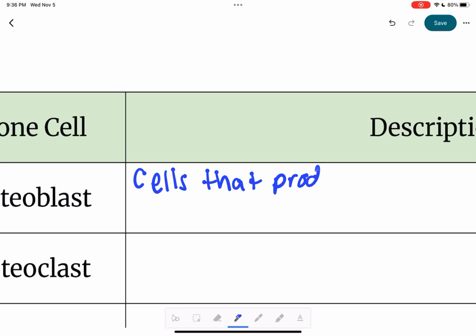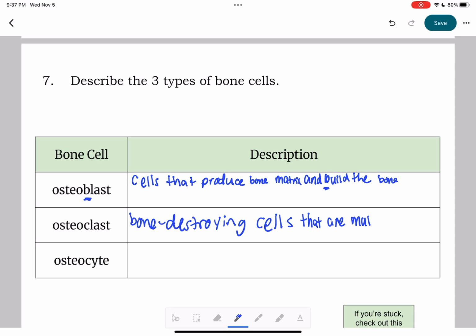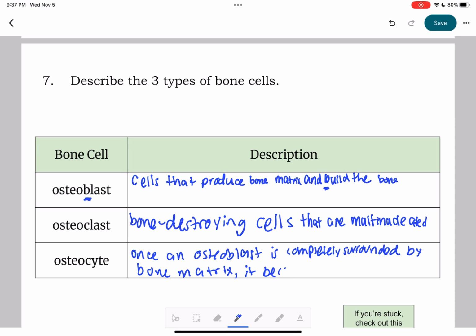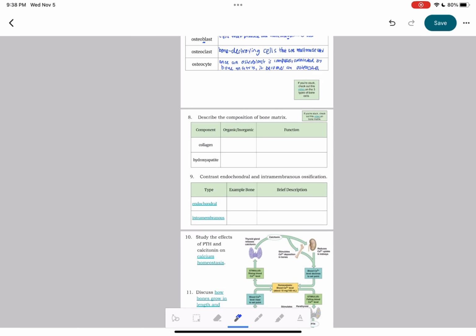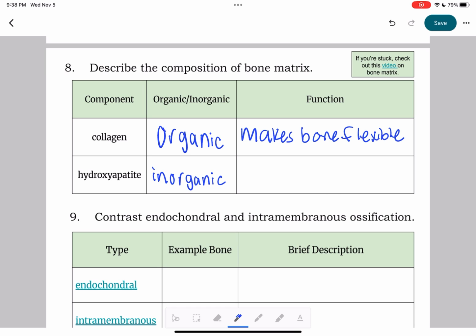So now, osteoblasts are cells that produce bone matrix and build the bone. Build, blast, same thing. Bone-destroying cells are osteoclasts, and they are multinucleated. Osteocytes happen once an osteoblast is completely surrounded by bone matrix, becoming an osteocyte. Collagen is an organic material. Hydroxyapatite is inorganic. Collagen makes bones stretchy or flexible. Hydroxyapatite makes bones hard or compact.